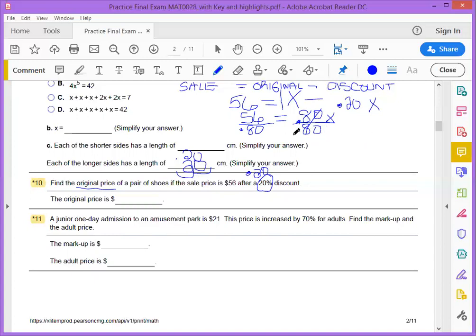The 0.80s will cancel on the right side of the equation, so x equals, and when we divide on the left side, 56 divided by 0.80 will get 70. And 70 is the answer to our question. That's our original price.